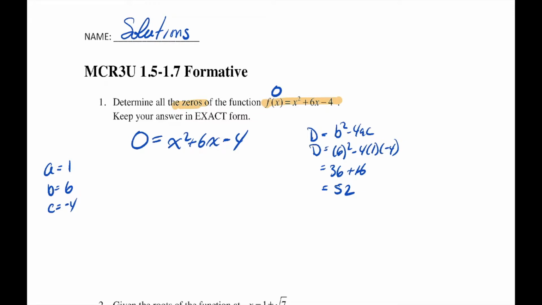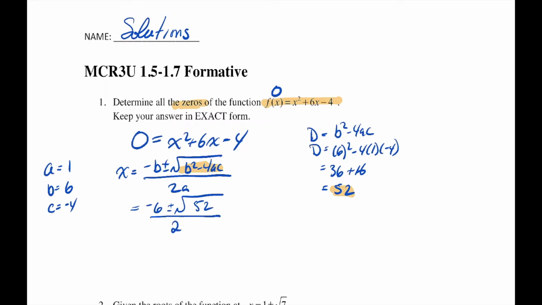Another reason why I'm doing this off to the side is because it actually makes dealing with the quadratic formula a little bit easier. The quadratic formula again is minus b plus or minus the square root of b squared minus 4ac all over 2a. So that's going to be -6 plus or minus the square root, and I don't have to do the entire b squared minus 4ac already because I've done it off to the side. So it's going to be plus or minus the square root of 52 all over 2 times 1, which is 2.